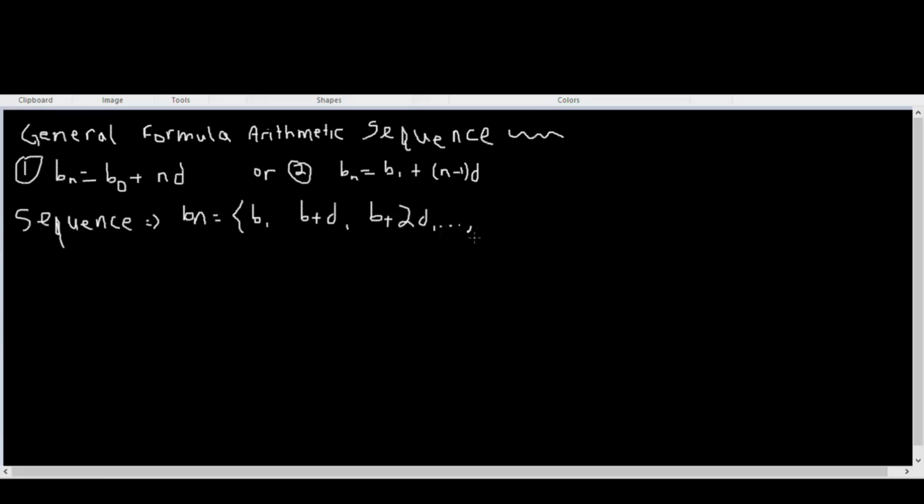So that general formula is going to make a sequence. We wrote it in 4 terms. Often it's written in 5 terms. And d equals difference.